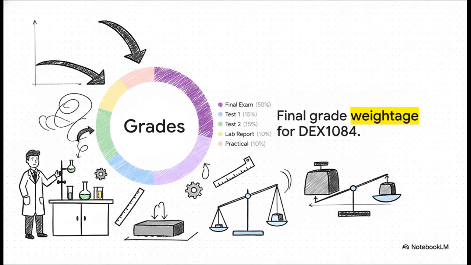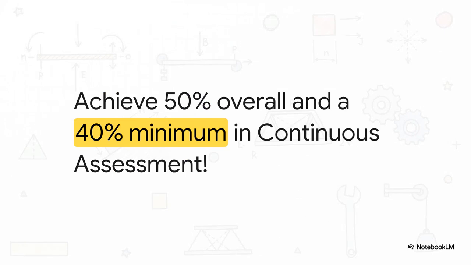That lab time is where you'll perform physical experiments on stationary bodies to actually prove the math you've been doing in class. But wait, do not overlook this absolutely crucial rule hidden in the syllabus. To pass this course, yes, you must achieve a 50% overall mark, but you also must score a minimum of 40% specifically in your continuous assessments.